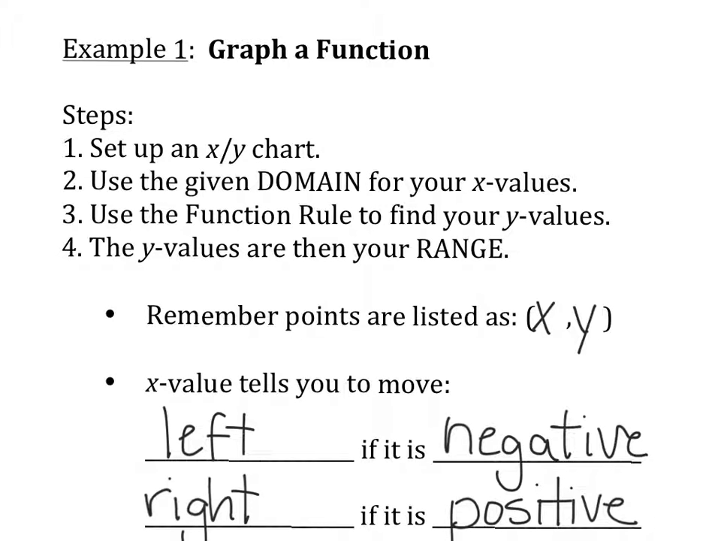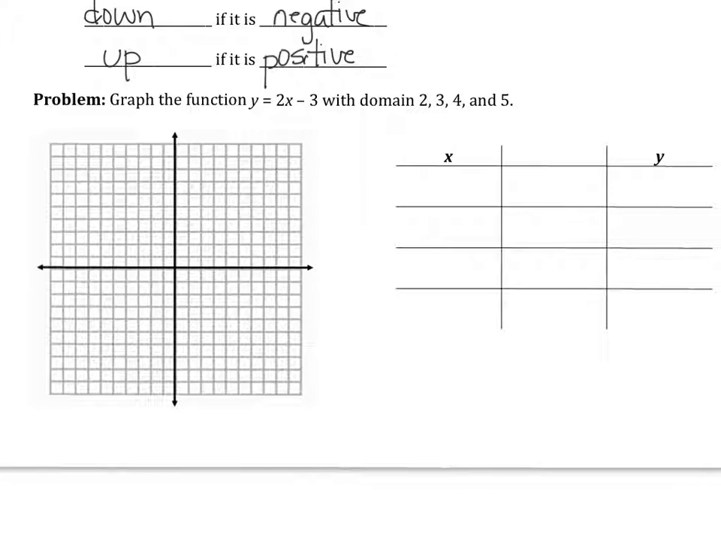And before we move on, let's just look at our steps one more time. Remember, first we're going to set up an XY chart using our given domain values, and then we'll use the function rule, so the equation that we're given, in order to find our Y values, which will then be our range. So let's actually graph this function. So the problem is graph the function y equals 2x minus 3 with a domain of 2, 3, 4, and 5. So again, this is my function rule.